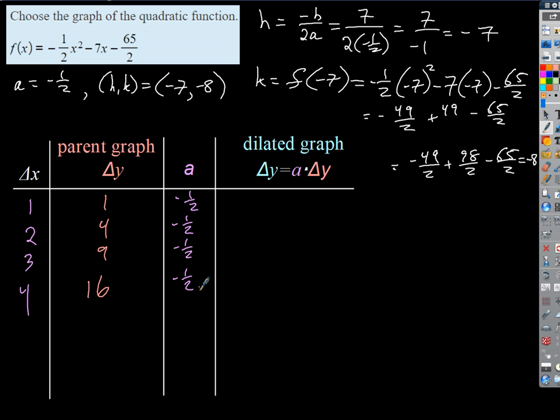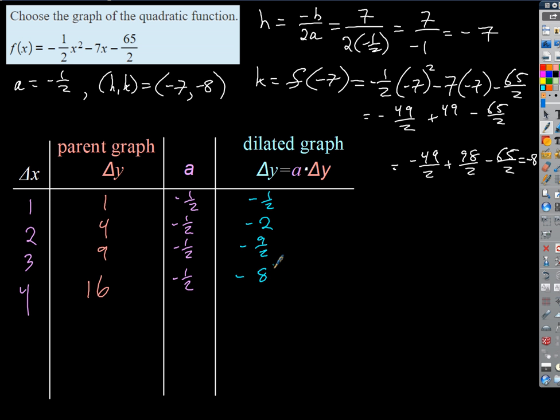And so if we multiply our parent, our undilated, our untweaked vertical distance by A, that's how we tweak it. What do we end up with? Negative 1/2 times 1 is negative 0.5. Negative 1/2 times 4 is negative 2. Negative 1/2 times 9 is negative 4.5.